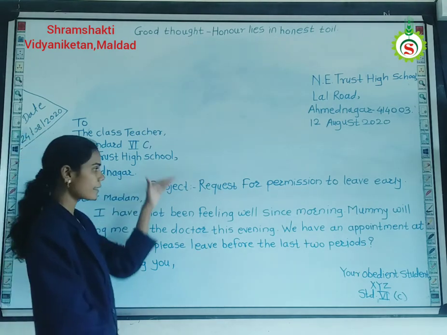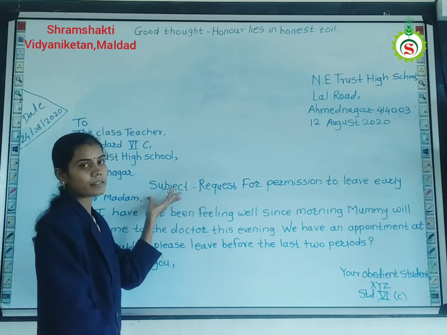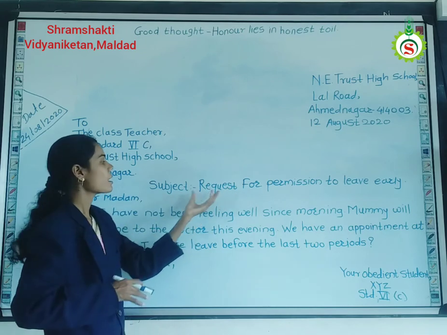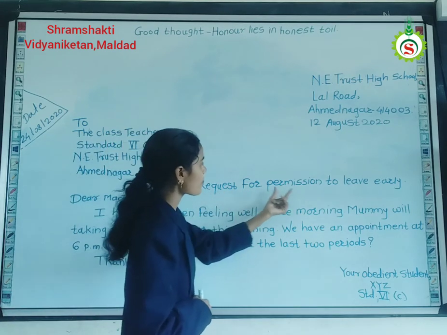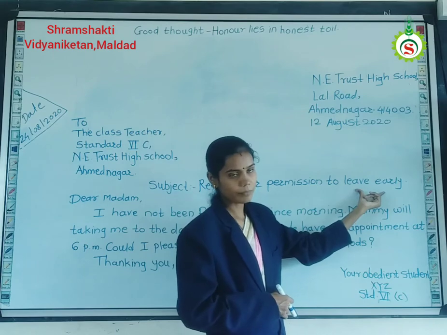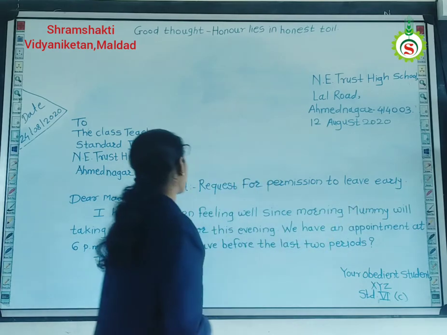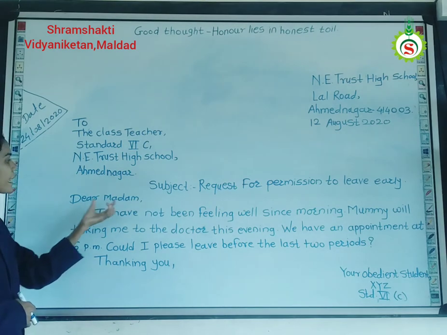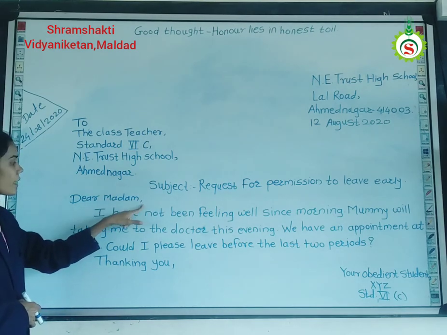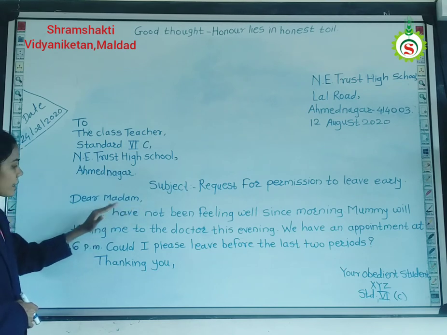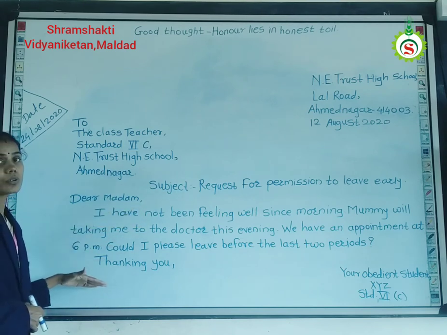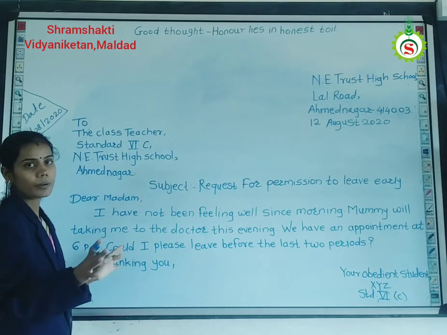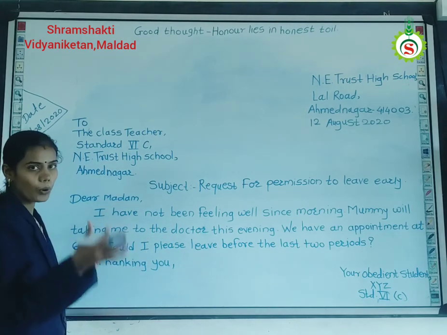Then you write the subject. The subject is written in very few words or a few lines. So the subject is: Request for permission to leave early. Then a full stop. And then you write Dear Madam. Then after that you write a comma. Then the main part, which is also called the letter body. The main part is written very briefly, in 2 or 4 lines.